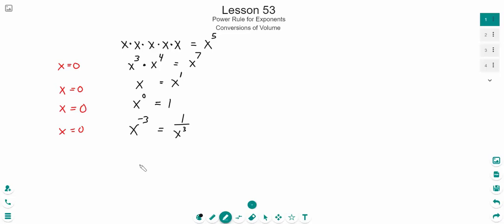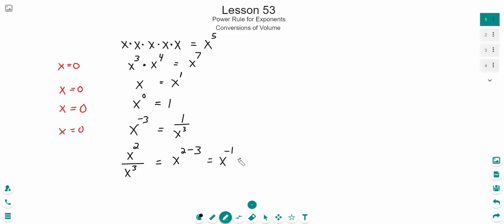Another thing that maybe we could think about is, when we have multiple variables in the numerator and the denominator, if I have x to the second over x cubed, I could write this as x to the second minus 3, which would be equal to x to the negative 1, all right?